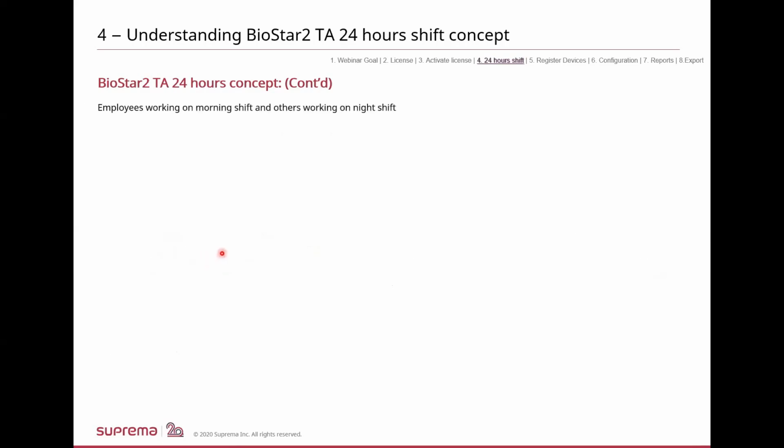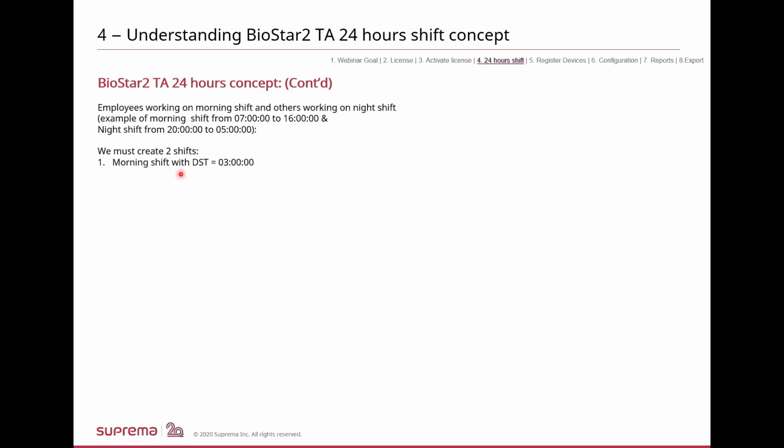Let's have an example of a company with a morning shift and a night shift. The morning shift, we will say, is from 7 a.m. to 4 p.m. And the night shift is from 8 p.m. to 5 a.m. So this means we need to create two shifts in our BioStar2 time attendance module.